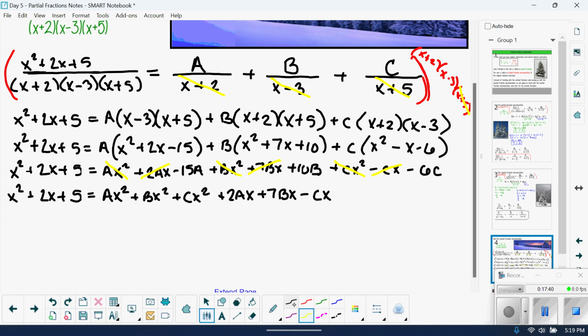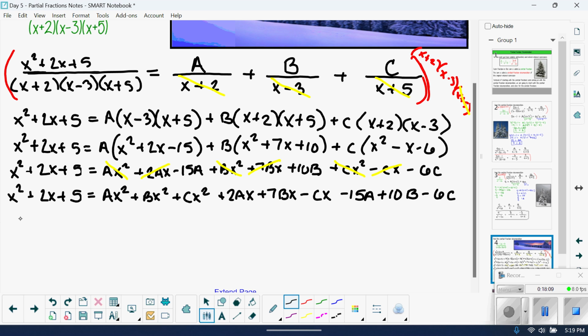And then on the left side, we have our constant, which is 5. So I just want to gather all of my constants, if you will, the ones that don't have an x variable. So I have a negative 15a, a positive 10b, and a minus 6c. Now, I know this is kind of weird to look at, but we actually have this thing written in the exact same order on both sides.